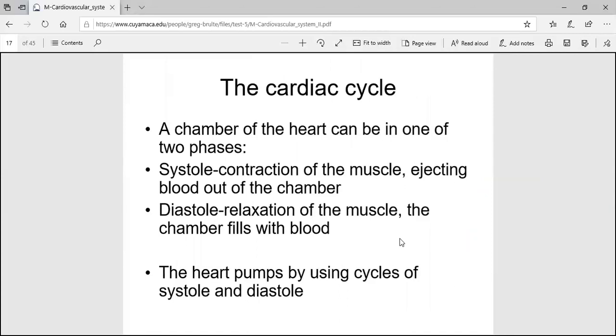Let's see, a chamber of the heart can be in one of two phases, systole versus diastole. Systole is just contraction. Diastole is just relaxation. So all the chambers do this, but generally when you're hearing systolic and diastolic pressure, they're talking about the left ventricle. So be careful if you go to the Northeast, like New York, up in that area, they pronounce systole and diastole differently. I don't know which one's correct. I've always said it my way.